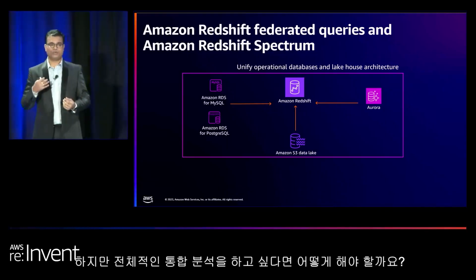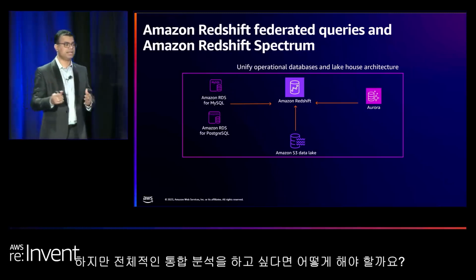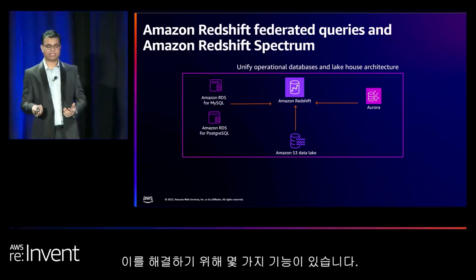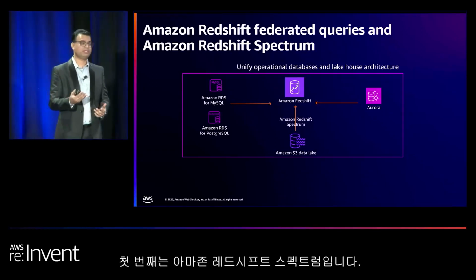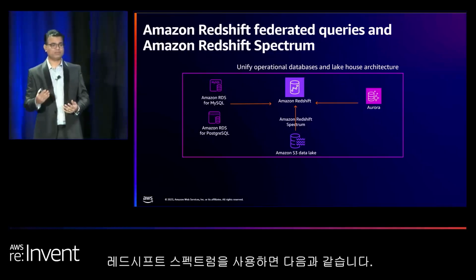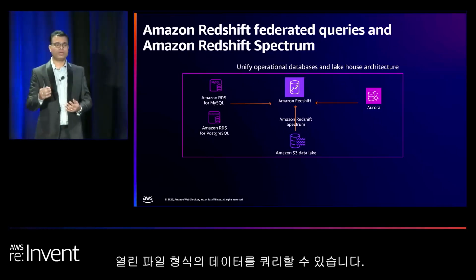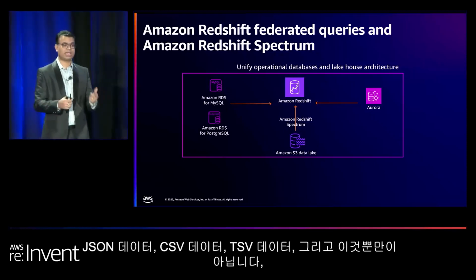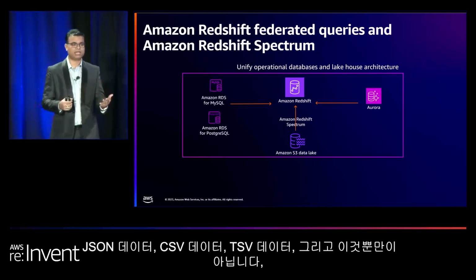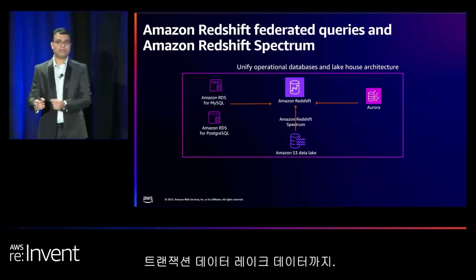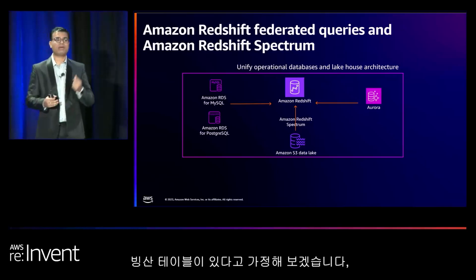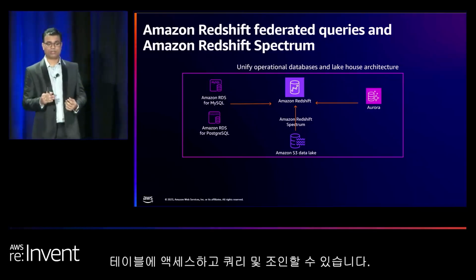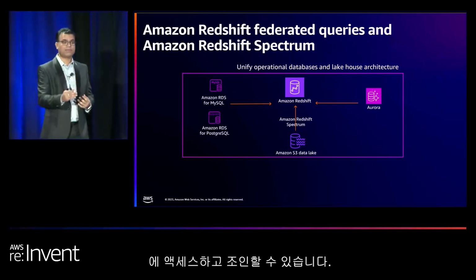But what if you want to do overall unified analytics when the data is spread across all these systems? To address that, we have a few capabilities. The first one is Amazon Redshift Spectrum. With Redshift Spectrum, you will be able to query the open file format data stored in Amazon S3. When I say open file format, I mean JSON data, CSV data, TSV data, and not only this, even the transactional data lake data. So let's say if you have an Iceberg table, a Delta Lake table, or even an Apache Hudi table, you will be able to access, query and join right from the Amazon Redshift data warehouse.